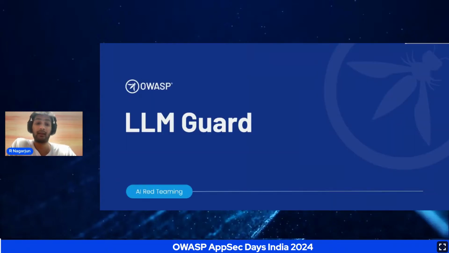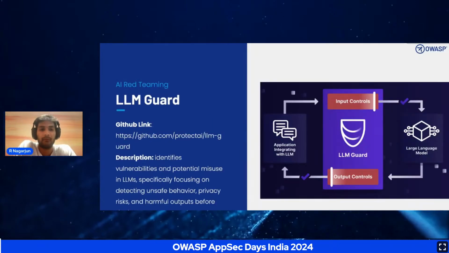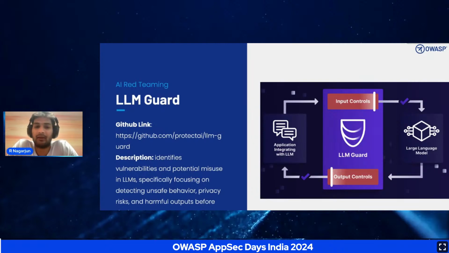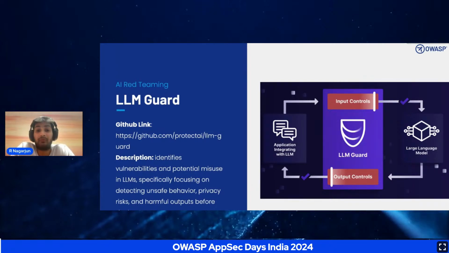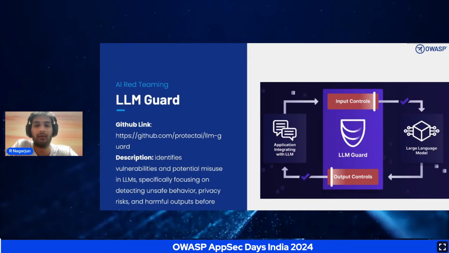So let's discuss our second type of defensive tool called LLM Guard. It's also a guardrails based application by Protect AI. It has a similar functionality like NeMo Guardrails, but it's easy to use. So it identifies vulnerabilities and potential misuse in LLMs and detects unsafe behavior, privacy risks, and harmful outputs before deployment. So it's going to figure out what the issues with the model are beforehand, and then let the model be deployed online or to production.